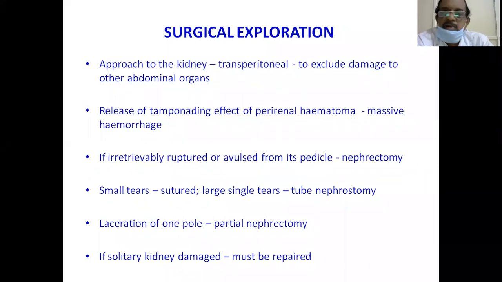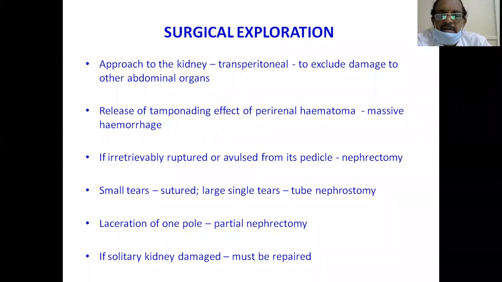Then, suppose we have decided on surgical management. What should you do? The approach is transperitoneal, because usually we explore the kidney in a retroperitoneal fashion for stones and other diseases, whereas for trauma it has to be transperitoneal because you suspect damage to other abdominal organs. Release of the tamponading effect releases massive hemorrhage. As I said, Gerota's fascia has a tamponade effect over the pelvic hematoma. So unnecessarily you should not cut or release the hematoma. There could be massive bleeding.